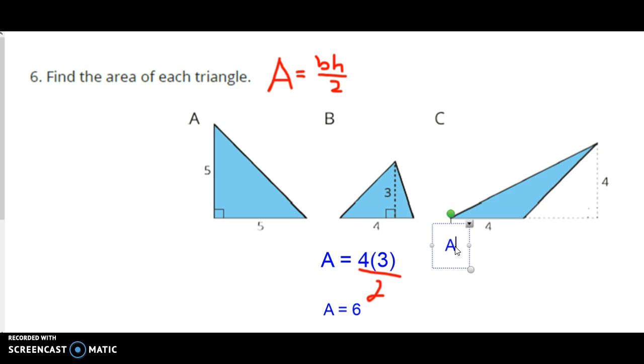C, area is going to be base times height divided by 2. So for C, I have a base of 4. I have a height of 4 divided by 2. 4 times 4 is 16. 16 divided by 2, we can do that one in our heads as well. That's going to give us 8.